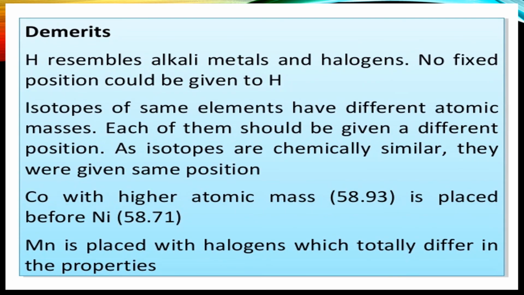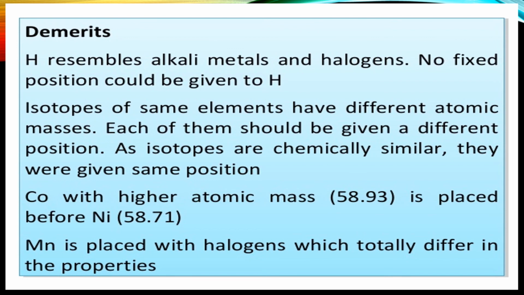So now let's discuss some demerits of the modern periodic table. Hydrogen resembles both alkali metals and halogens. No fixed position could be given to hydrogen. Isotopes of the same element have different atomic masses. Each of them should be given a different position. As isotopes are chemically similar, they were given the same position.